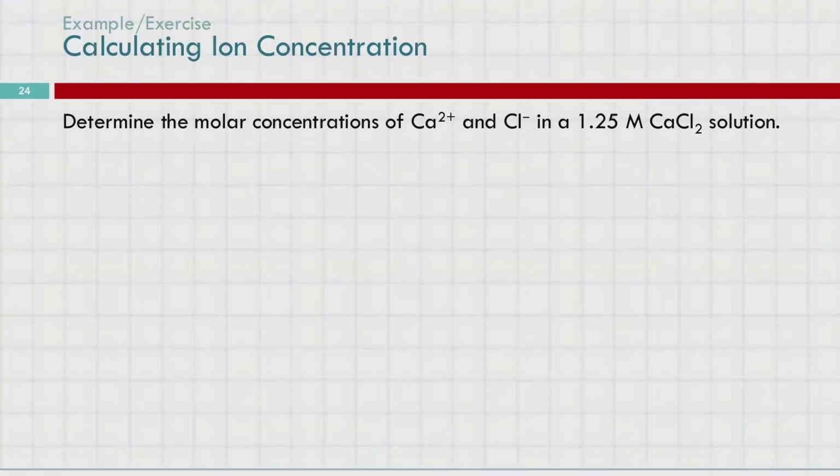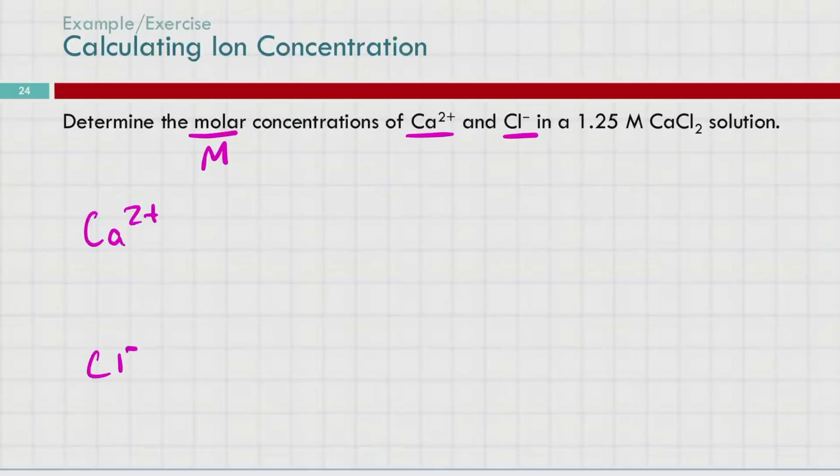All right, determine the molar concentrations of both calcium and chloride in a 1.25 molar calcium chloride solution. I'll give you a small amount of time. Try to work that out. Compare notes with your neighbors. All right, so we're trying to find molar, that's the capital M, concentrations of calcium and chloride. So we're looking for 2 numbers, for our calcium and for our chloride.